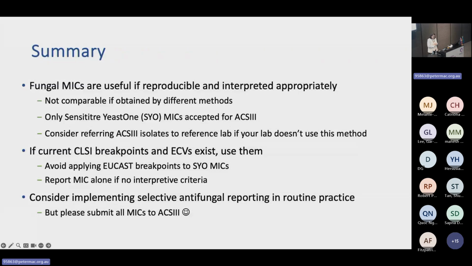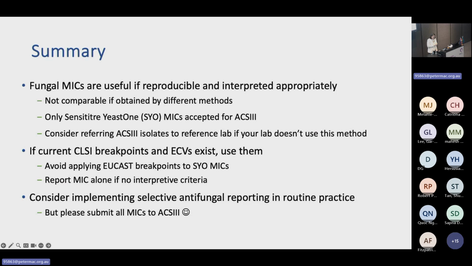So coming to the end, summarising, MICs are useful if they're accurate, if they're reproducible, and if they're interpreted appropriately, but they're not really comparable if they're obtained by different methods, and they can be misleading if interpreted using inappropriate breakpoints. So only Sensititre MICs are being accepted for ACS3. I'll walk back my comments about referring them if they've been tested by other methods, although perhaps that's something that could be discussed a little bit further.